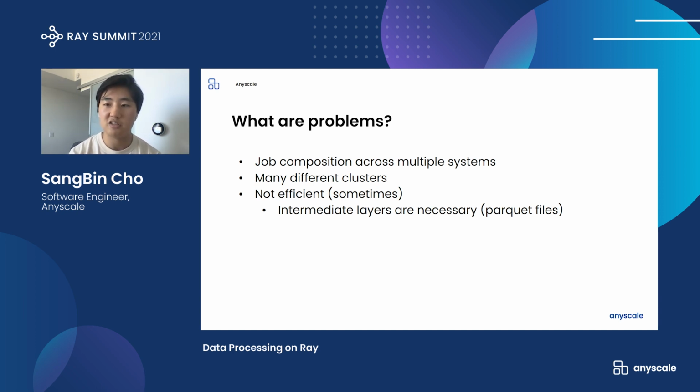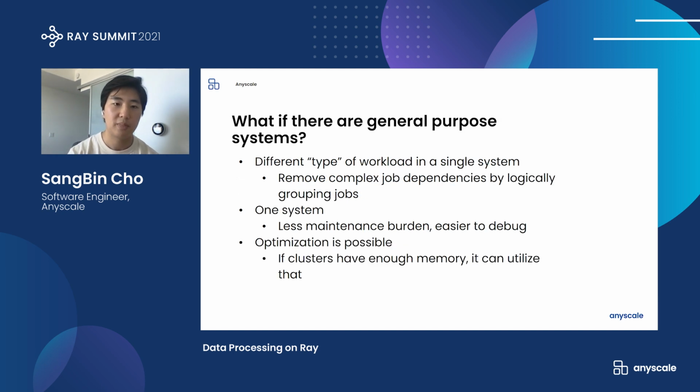Also, at the same time, managing multiple different systems can incur maintenance costs. For example, people might need separate teams to manage the systems, there's a high learning curve, and you also need to understand each system to efficiently operate and debug. Sometimes it's also not efficient to operate two different systems for two different workloads, like data processing and ML workloads, because in order to communicate data between jobs, you always need to go through an intermediate layer, like Parquet files.